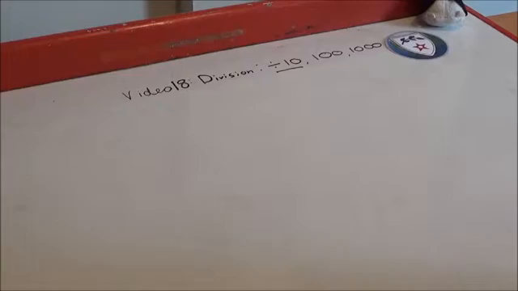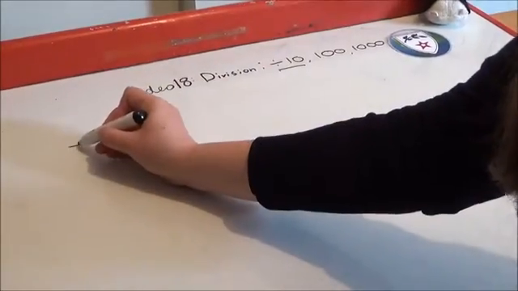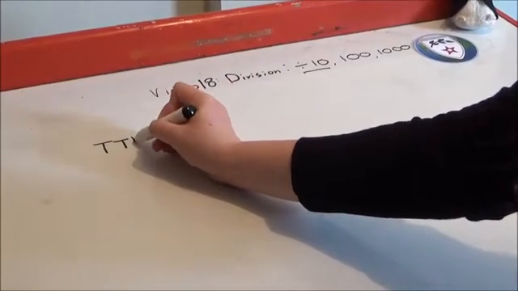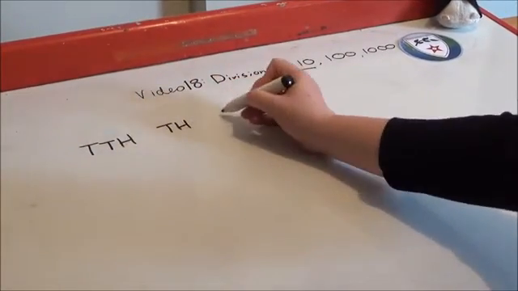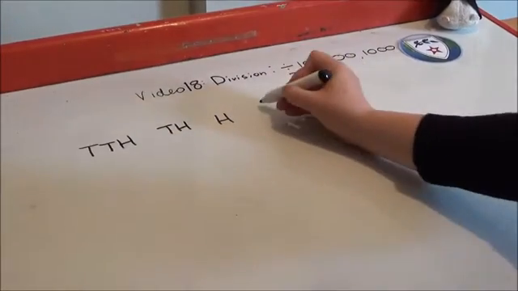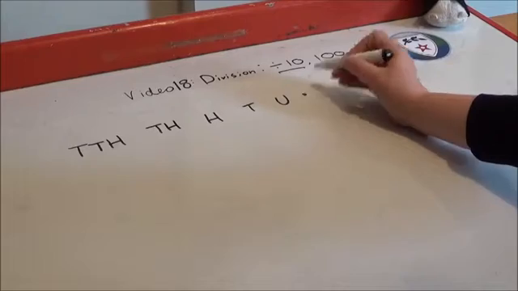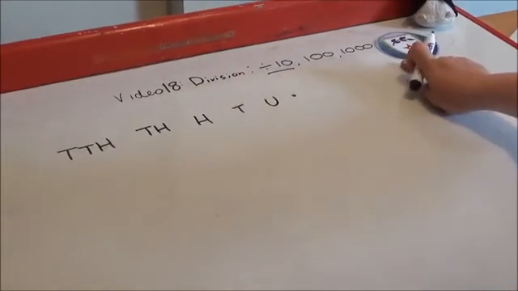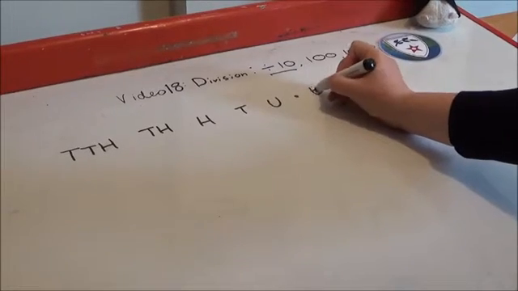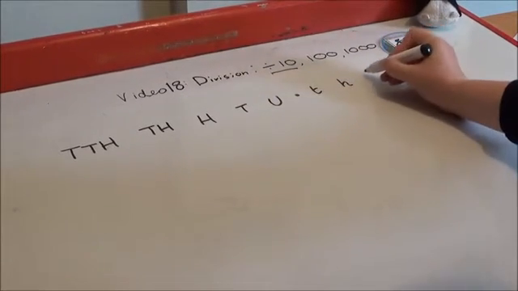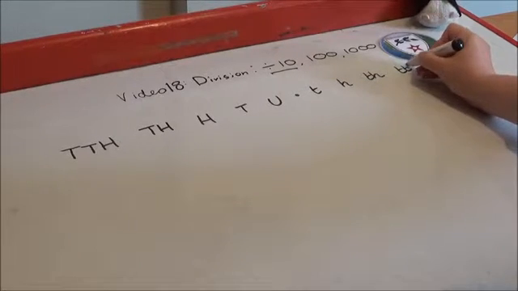So let's start off by writing our place value. So I'm going to start off with tens of thousands, thousands, hundreds, tens, units. Our decimal point to show that anything past this point is smaller than 1 unit. Tenths, hundredths, thousandths and tens of thousandths.